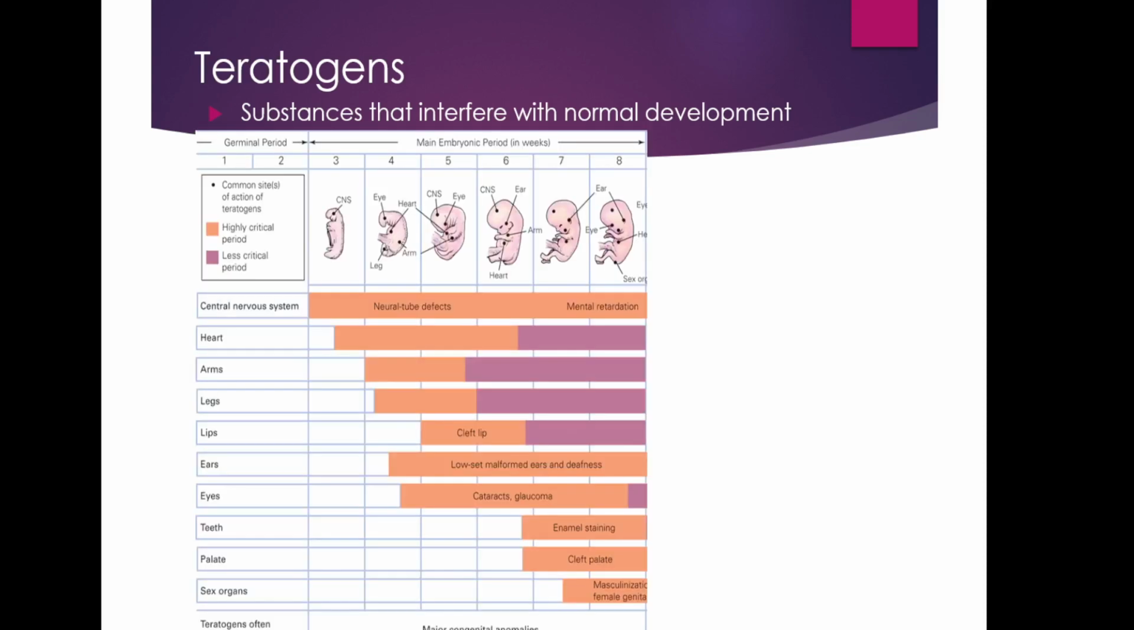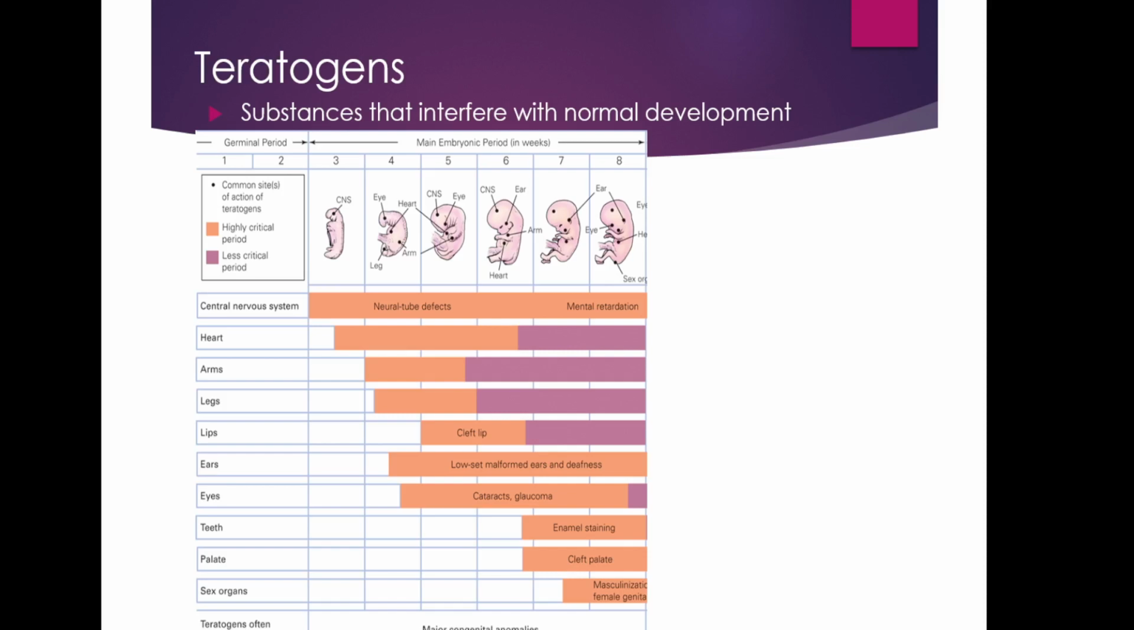Here is a chart that shows you across the top how many weeks of development since conception. So this chart starts counting at the point of conception and then on. This is a little different from how doctors track pregnancy. This is a different counting system. So this is from the point of conception on. And then along the left-hand side, you can see the different systems that are developing: central nervous system, heart, arms, legs, lips, ears, eyes, teeth, palate, and sex organs.